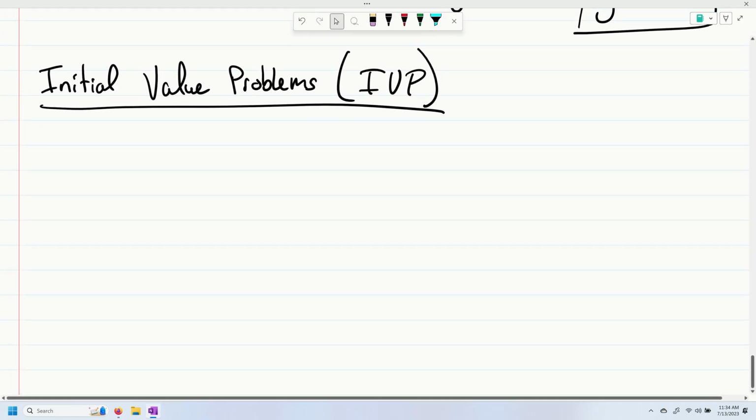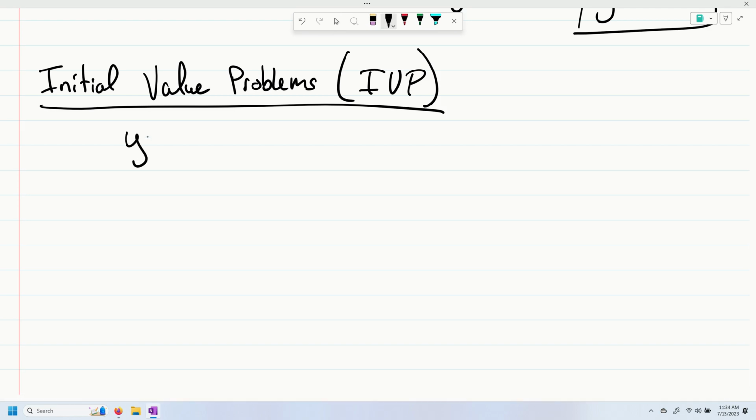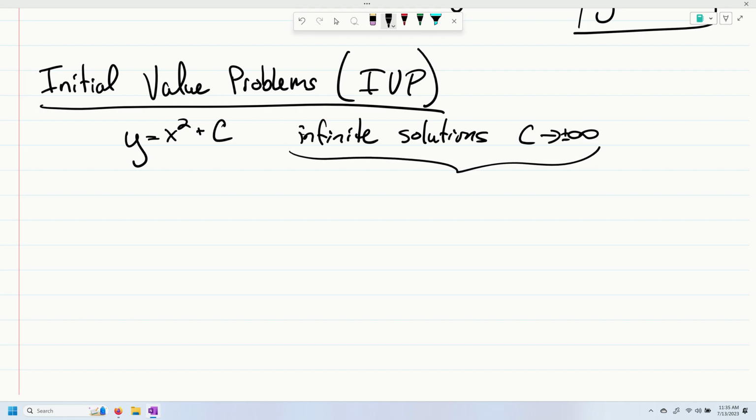So usually a given differential equation has an infinite number of solutions. Remember, when we did this y equals x squared plus c for the previous problem, there are infinite solutions to this. c can be anything we want it to be. So it's very normal to ask, well, which one do we want? You know what I mean? Like, okay, if there's an infinite number of solutions, which one do we want?